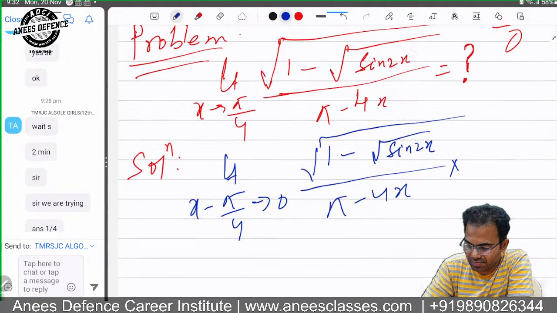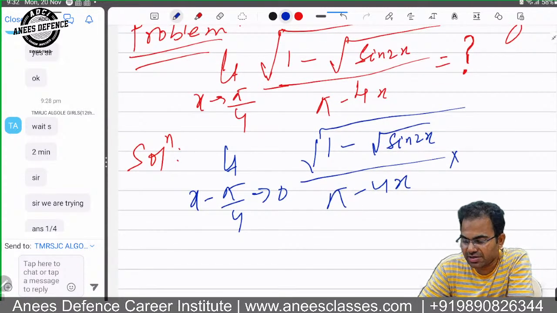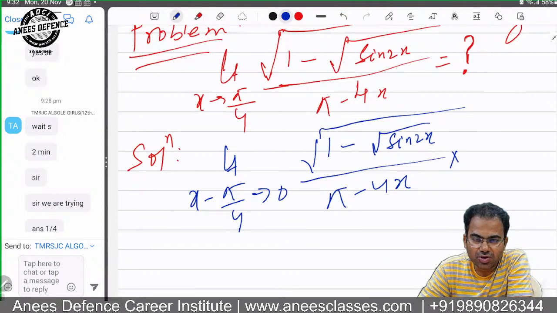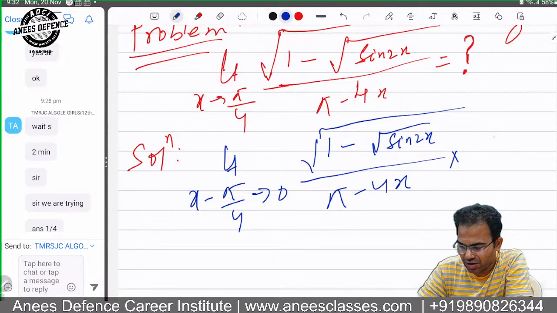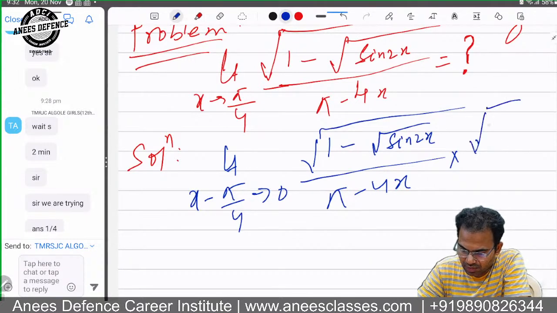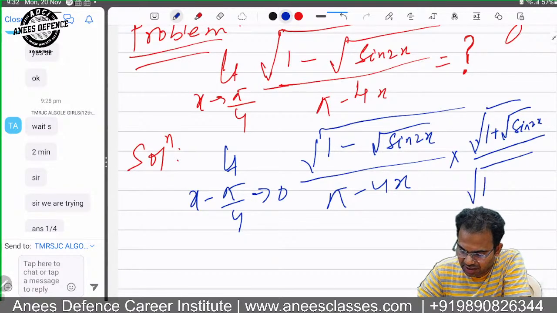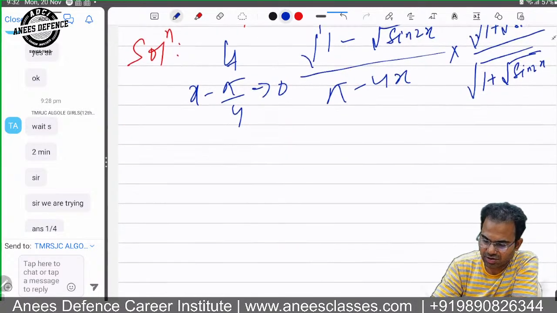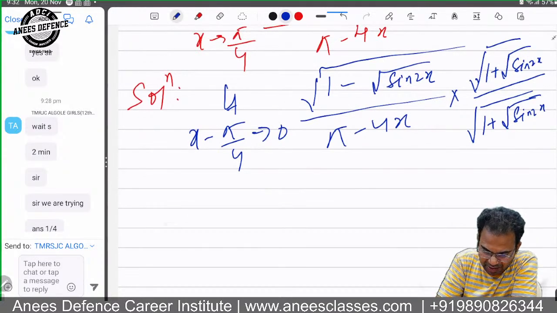I will take rationalization factor of numerator of inside the root, okay? So I will multiply under root 1 plus under root sine 2x upon 1 plus under root sine 2x. This will be limit x minus pi by 4 tends to 0.